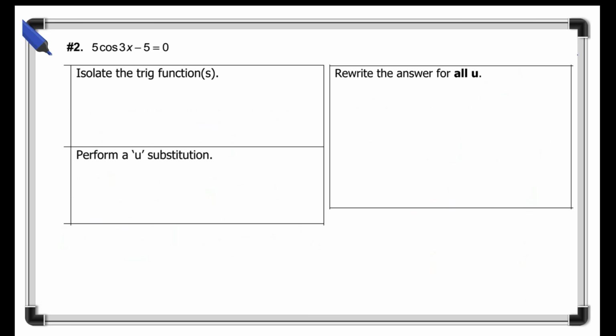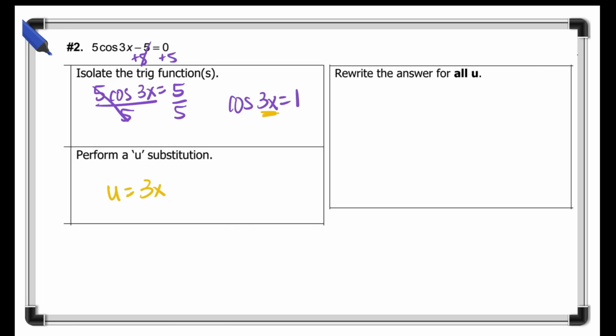Okay, so in this question, we are again isolating, so we're going to add 5 to both sides. So 5 cosine of 3x is equal to 5. Divide both sides by 5. I have cosine of 3x is equal to 1. I'm going to do a U substitution, so U replaces 3x, and I can say cosine of U is equal to 1. That is easier for me to find on my unit circle.